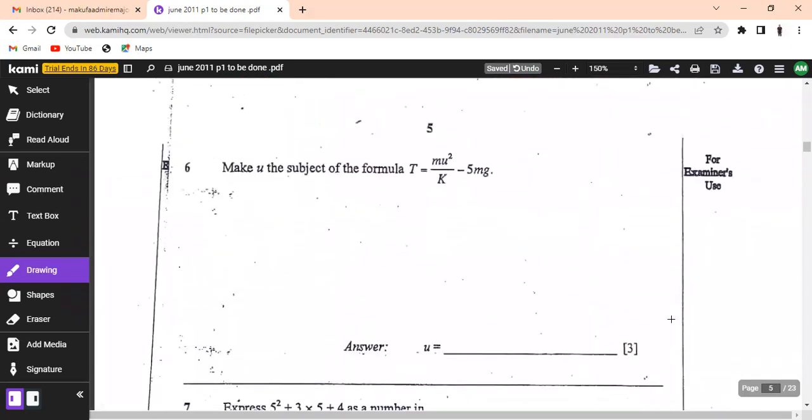Make u the subject of the formula. All right, so what can we do, guys? Here, you simply have to introduce 1 under this. We can clear fractions by multiplying by the LCM. Here we've got k, so we're going to multiply each and every term by k. So t times k gives us tk, which is equal to mu squared minus 1 times k, where the k cancels, and if you multiply, it's going to be 5mgk, like that.